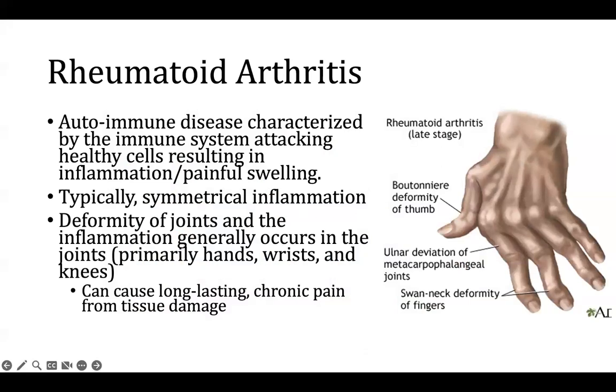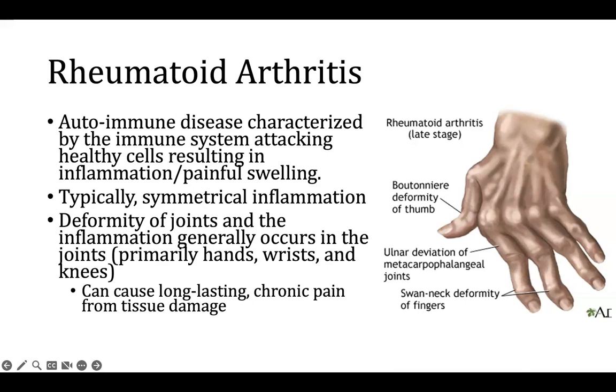So this again, just showing you what rheumatoid arthritis looks like. It's an autoimmune disease. You can see some of the specific characteristics that you might notice in somebody with rheumatoid arthritis. Usually the inflammation is symmetrical. So if it's happening on the left side, it's also happening on the right side. And it can cause some joint deformities, like you can see in the hands. It's very painful. It causes that swelling as well, and redness, and can be very painful to the person who has rheumatoid arthritis.